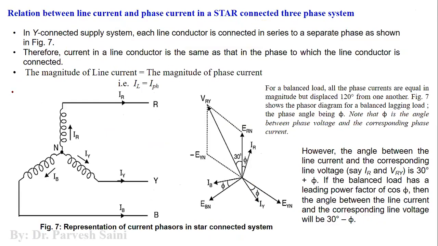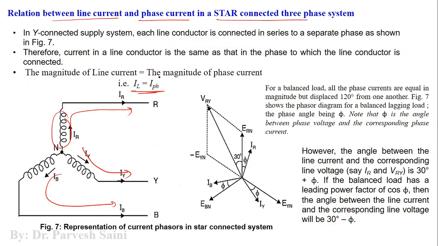So this is the relationship between the phase voltage and line voltage in a star connected system. Let us come to the relationship between line current and phase current in a star connected system. As you can see, the current that flows in the phase is the current that is flowing in the line. The same current is flowing in the line. So we will say that here the line current is equal to phase current, right?